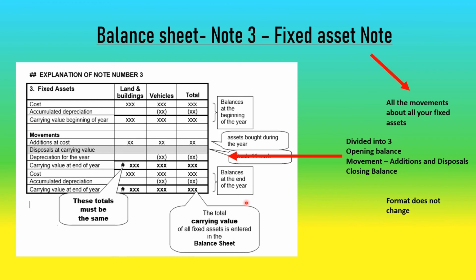So number one, I would always suggest that you write down the format when you're doing your fixed asset note. Remember, the format does not change. The format is divided into three: your opening balance, your movement, and your closing balance, right? You know your opening balance is usually given to you. Your movements can only be additions, disposals, and depreciation, and your closing balance is a recalculation. So this can be a very easy note where you can earn lots of marks if you can just put down your format and follow it through.